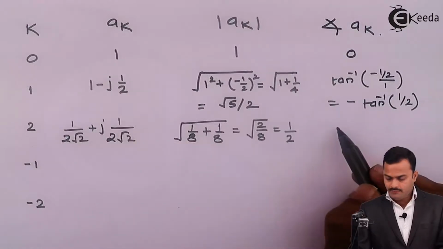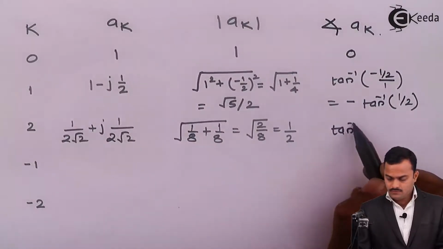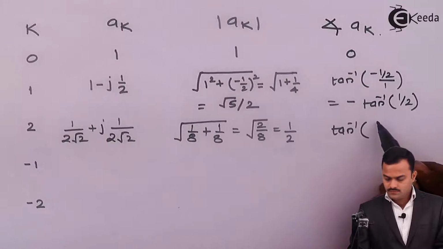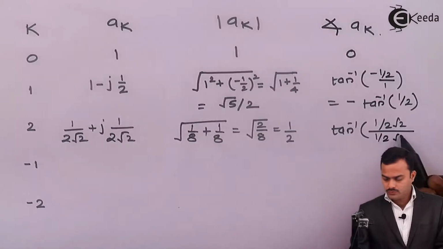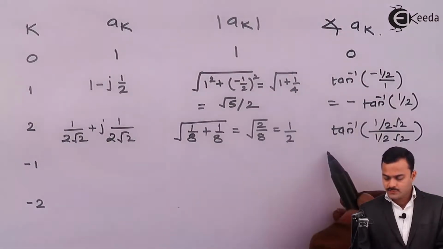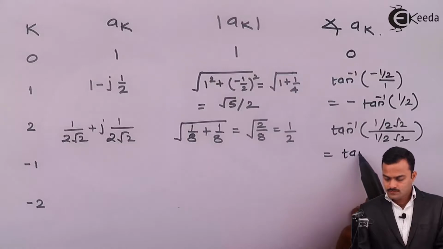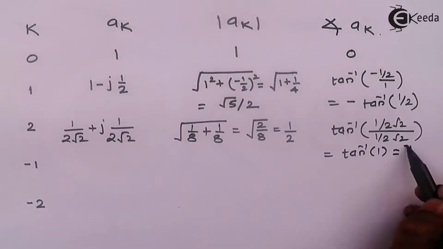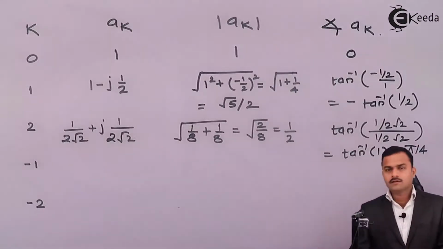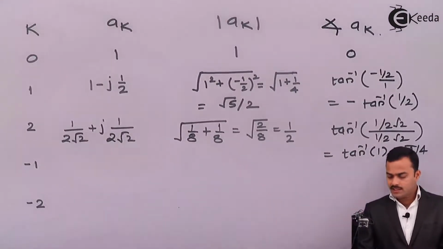and angle will be tan inverse of 1 upon 2 root 2 divided by 1 upon 2 root 2, so it's nothing but a tan inverse of 1. Since the value is already known to us, I can say it's a pi by 4. Most importantly, I am getting the angle over here as a positive angle, pi by 4.